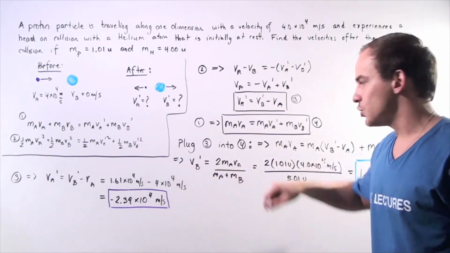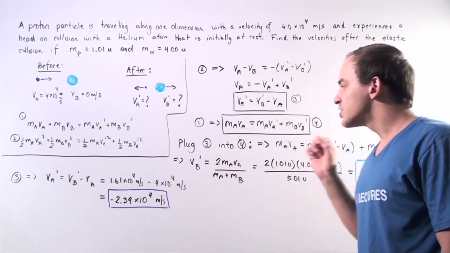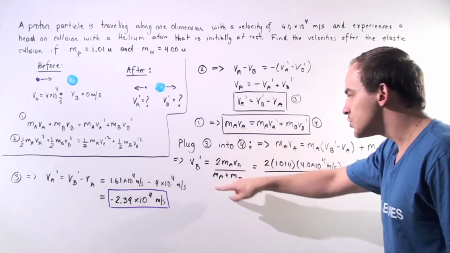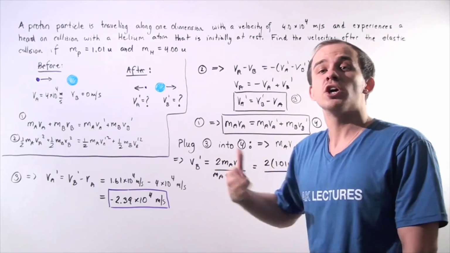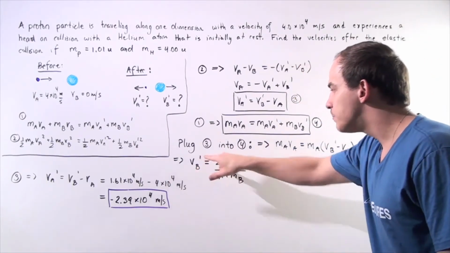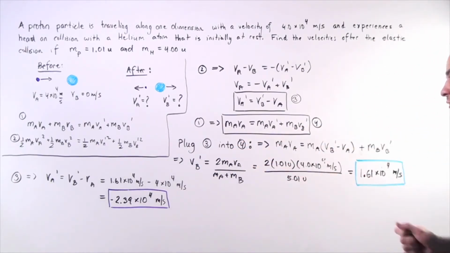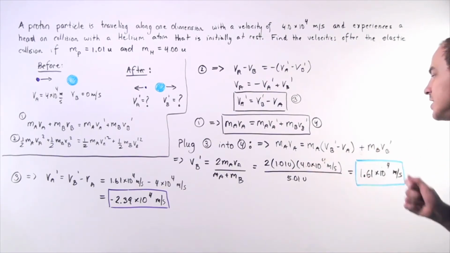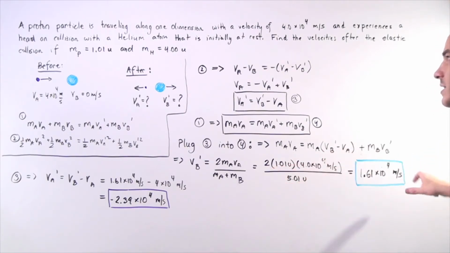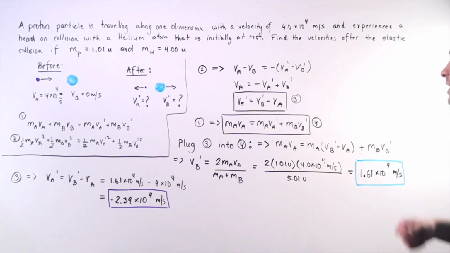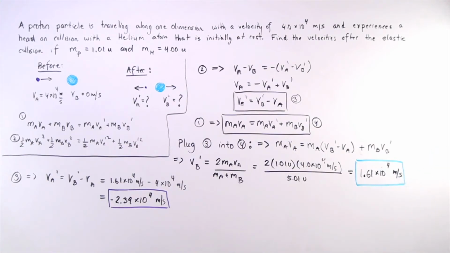VB prime is equal to 2 times MA times VA divided by the sum of their masses. So now notice we have all the values on the right that we do know, and on the left the value, VB prime, that we are looking for. So we can solve for VB prime by simply plugging in our knowns. So 2 times 1.01 unified atomic mass units times the initial velocity of the proton, 4.0 times 10 to the 4 meters per second, divided by the sum of their masses, so 5.01 unified atomic mass units. The mass symbols cancel, and we're left with the following result.